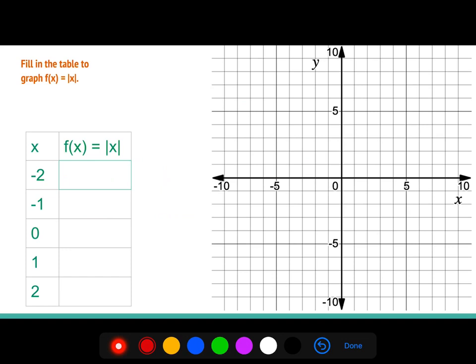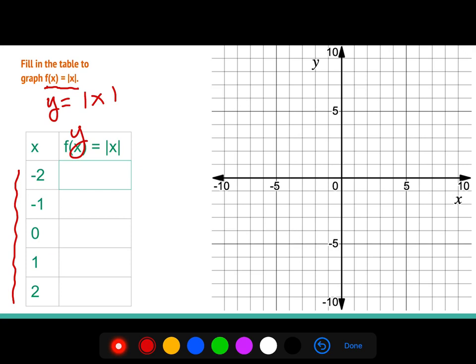So the first thing we're going to do is fill in this table and graph the absolute value function. This is what it says right here. We're going to graph f of x, that's like y equals the absolute value of x. I chose some random x values here, -2 to 2, because they're going to be near 0 on my graph. And I'm going to take the absolute value of them and find the y value, because remember, f of x means y.